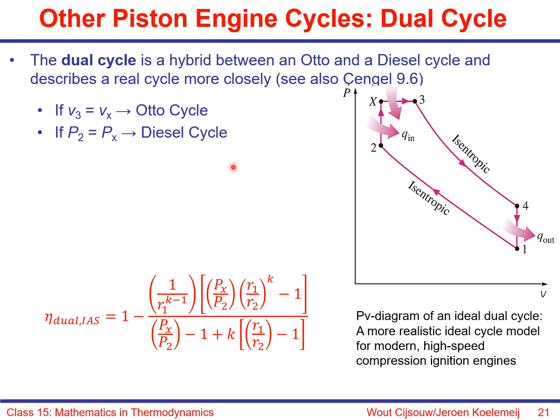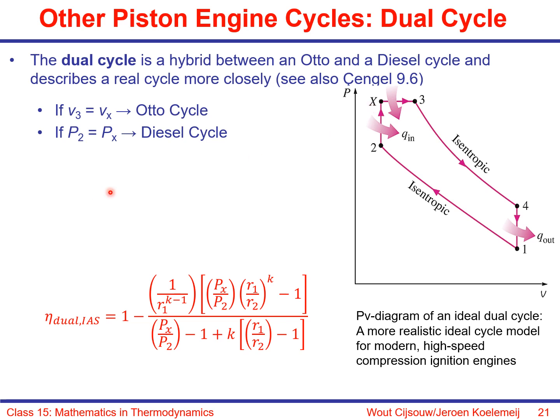On the other hand, if I would keep on going on this isentropic compression curve, and I wouldn't stop at state 2 here, but keep on going until I hit the pressure of point X and then go to 3, then I recover my diesel cycle. So this point X, the location of point X in the PV diagram, is sort of a parameter that allows you to play with the amount of Otto character and the amount of diesel character.